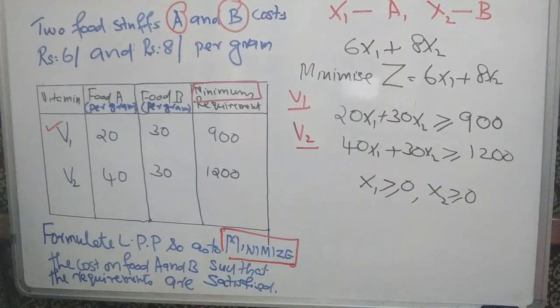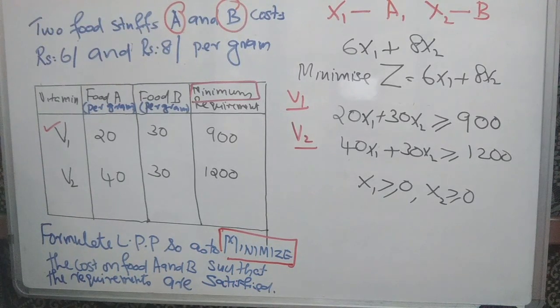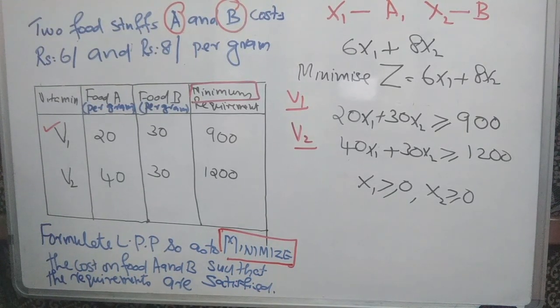So this constitutes the formulation of a linear programming problem. This is only formulation. We have to solve for it. For solution we use another method, graphical method or simplex method. This is the stage of formulation of a linear programming problem.